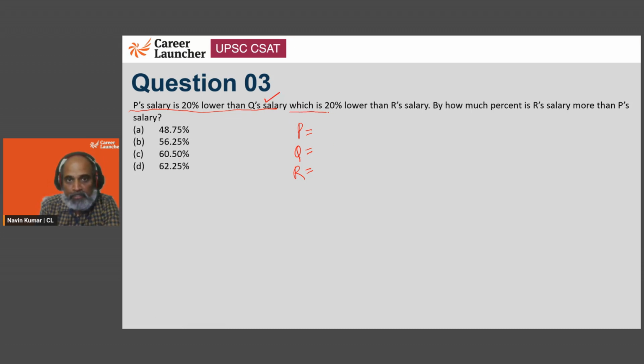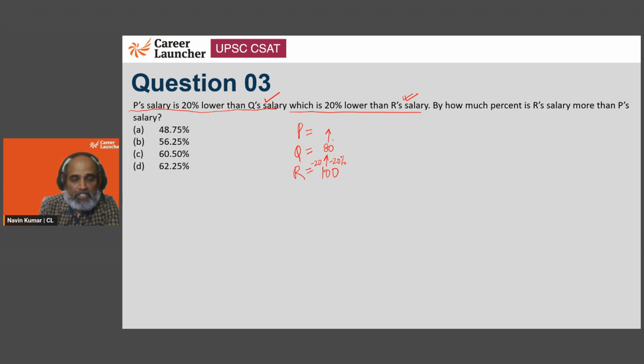And if we look further, Q's salary is 20% lower than R's salary. So unless R's salary is known, Q's is not known, so R's salary is more important. Let's pick R's salary to be 100. You can assume anything, any variable, any number of your choice. 100 is relatively easier. So if R's salary is 100, Q's salary is going to be 20% less. 20% of 100 is 20, so this becomes 80.